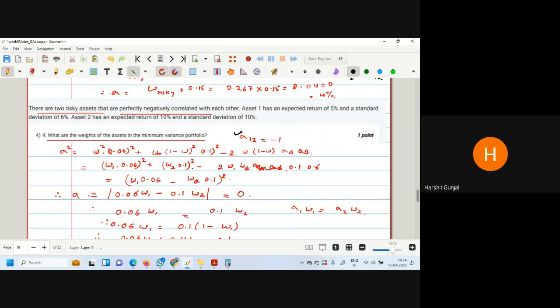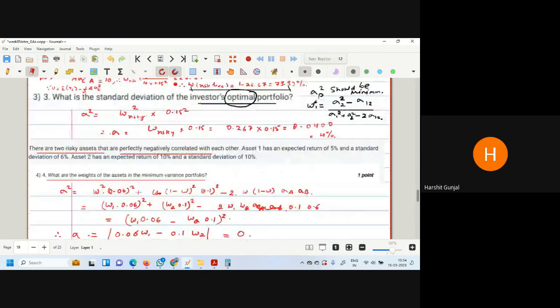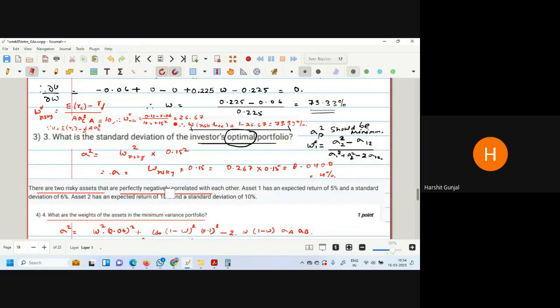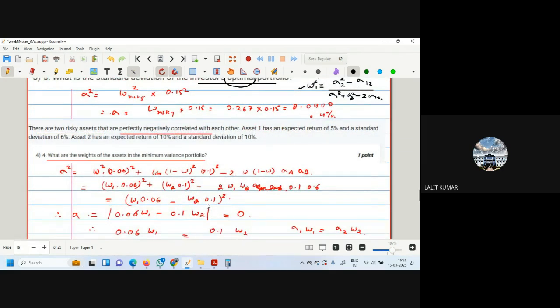Excuse me, sir, can you show me the formula from the previous question we were doing? This one? Yes. Okay, so we had derived this formula earlier. Right, sir. Okay. Now we come to the next one.